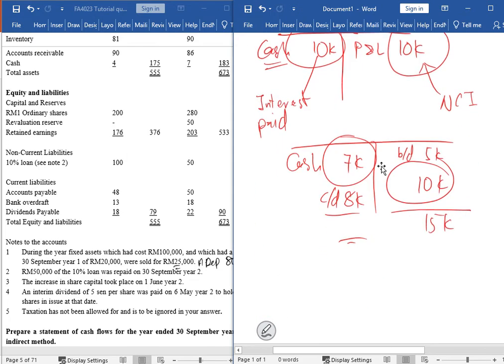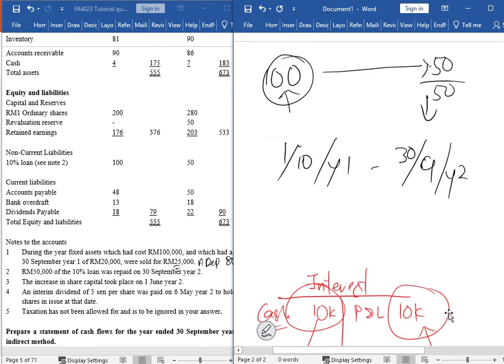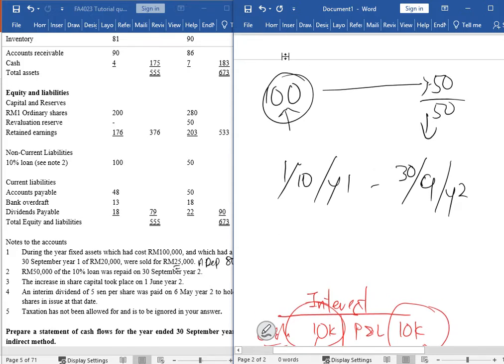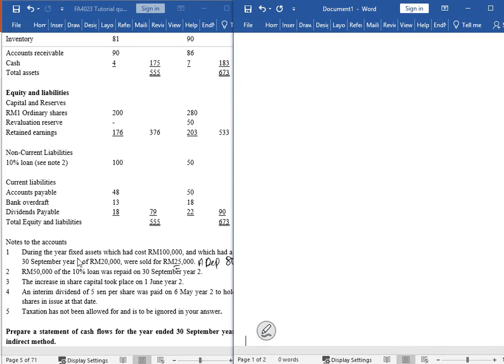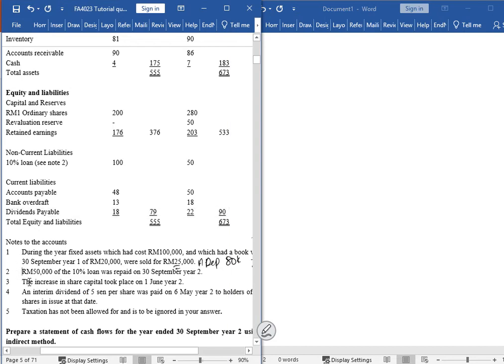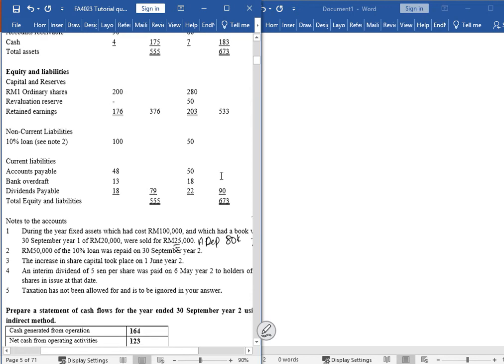Okay, now next. Number 1 and 2 done. Number 3, increase in share capital took place on 1st of June year 2. Share capital increase 80, right? So this one no issue, you just add on 80 to your financing. Cash plus or minus? Plus. Okay, now number 4, interim dividend was paid.